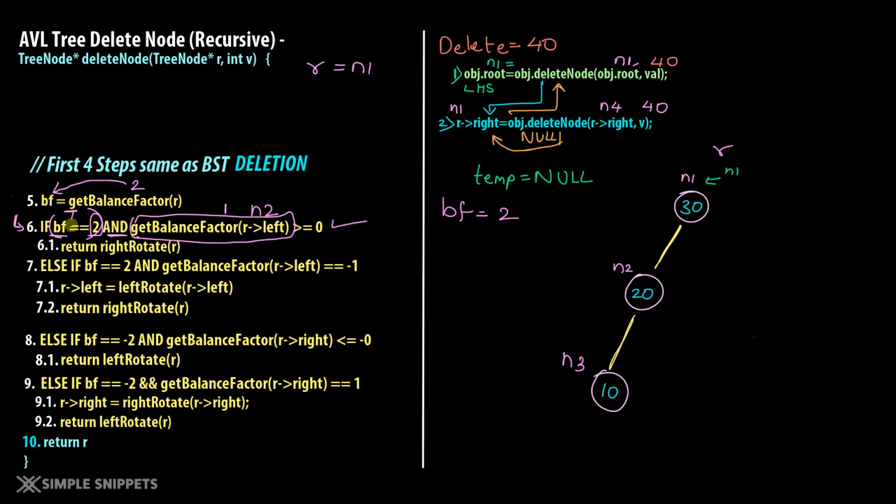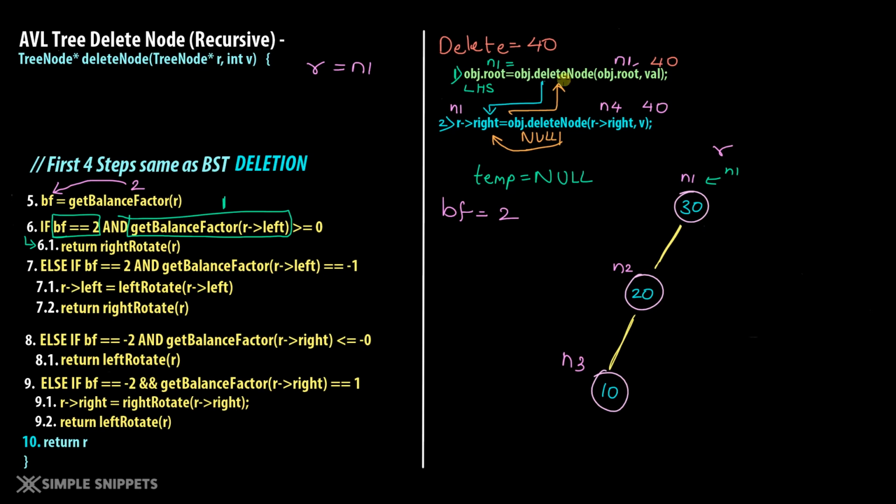Which means both this first condition, BF equals 2, and this get balance factor condition where we got the value as 1, both of them are true. So now we will go inside step 6.1. That is the first if condition only got true. And over here you are saying return right rotate of R. Currently we are executing this delete node.